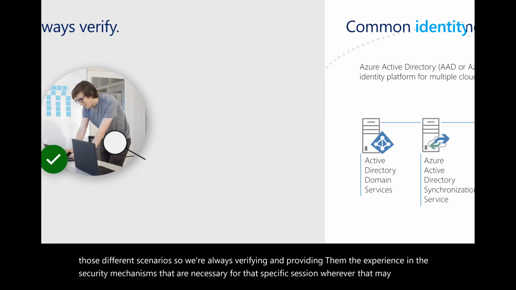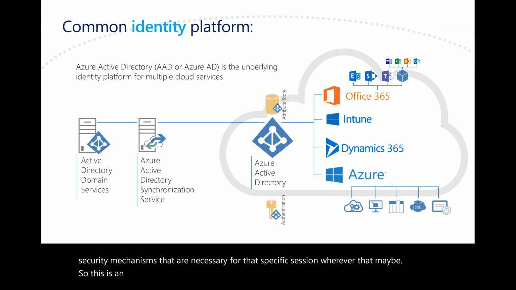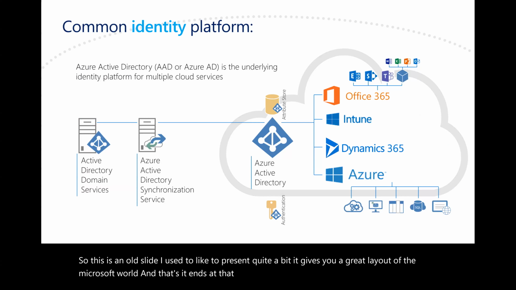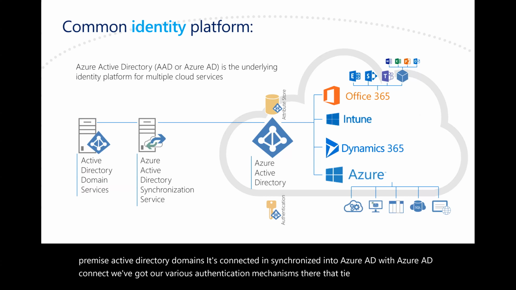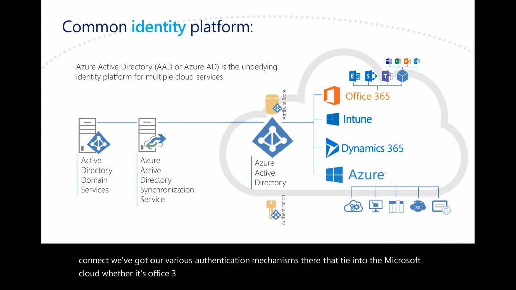So this is an old slide I used to like to present quite a bit. It gives you a great layout of the Microsoft world, and it ends at that. It's the Microsoft world here. So you've got your on-premise Active Directory domains. It's connected and synchronized into Azure AD with Azure AD Connect. We've got our various authentication mechanisms there that tie into the Microsoft cloud, whether it's Office 365 and the underlying services, Intune, Dynamics, Azure, etc. That doesn't cut it these days, though. The world is much bigger than Microsoft.